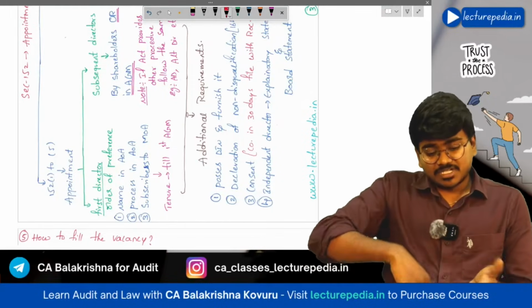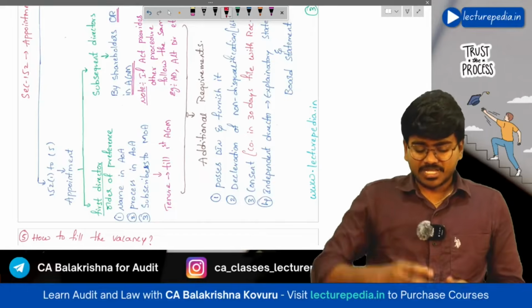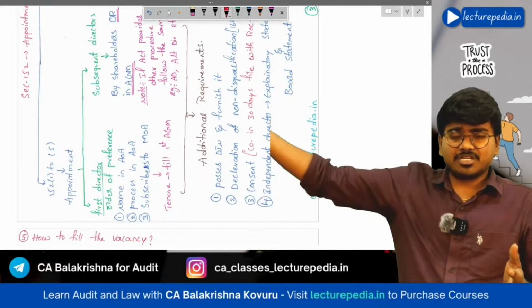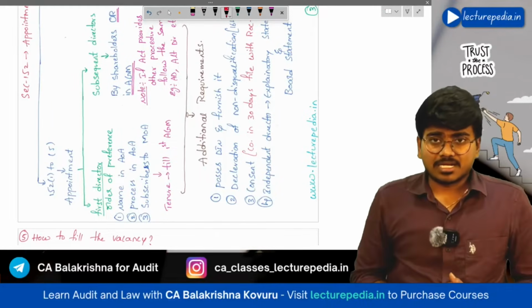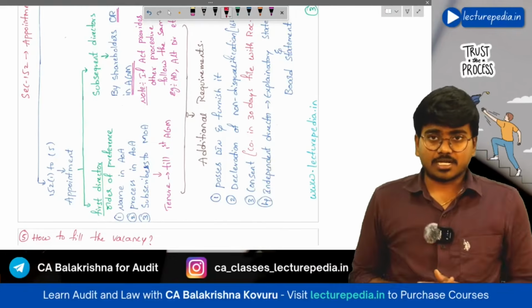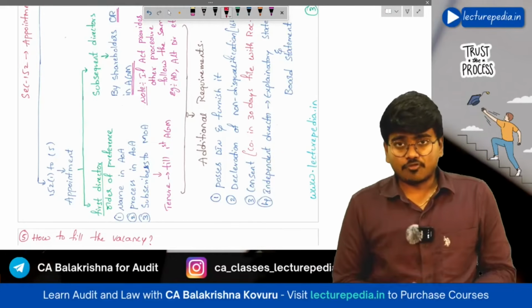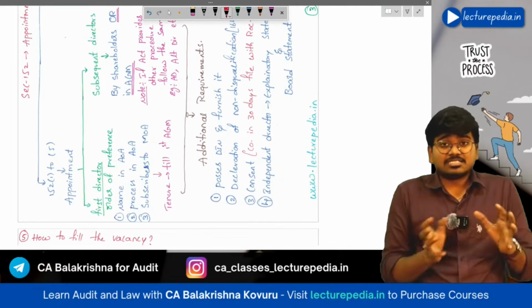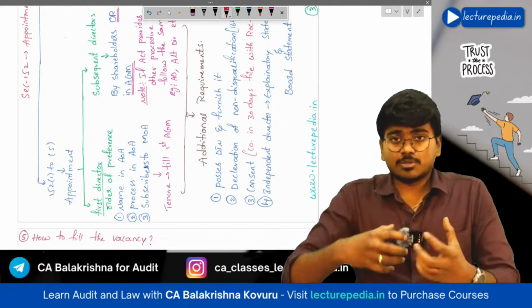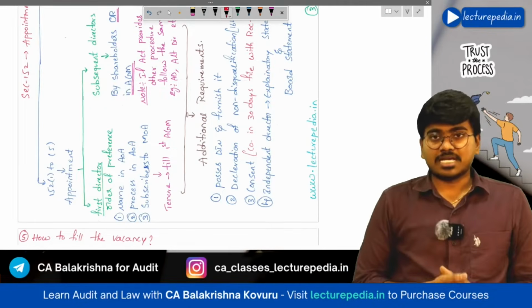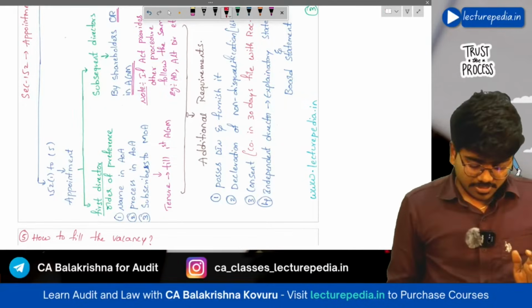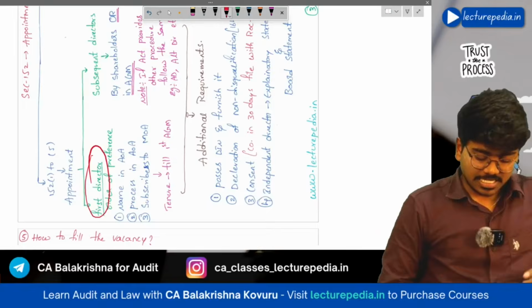And after the first director has been appointed, subsequently in each and every year you will appoint some more directors, they will be known as subsequent directors. So the procedure that has to be followed for the first director is different from the procedure that has to be followed for the subsequent directors. So we'll start with appointment of first director.